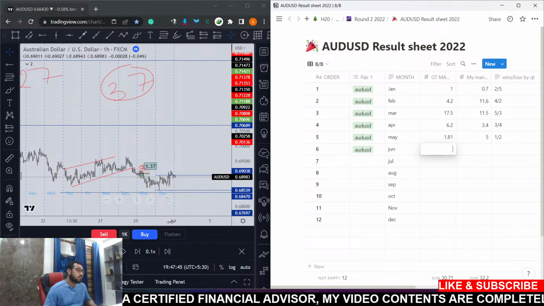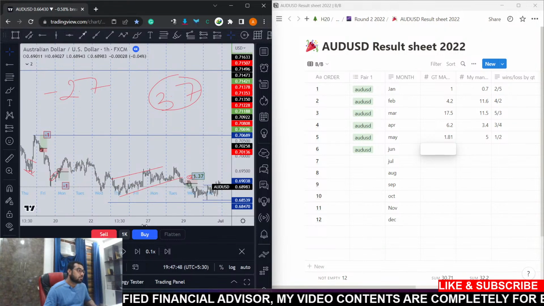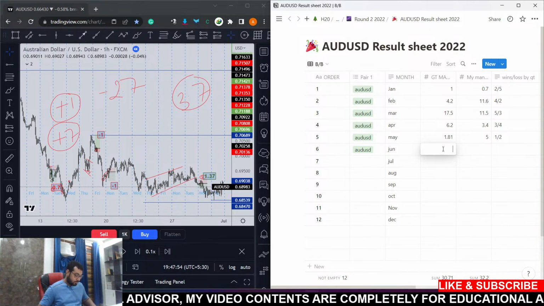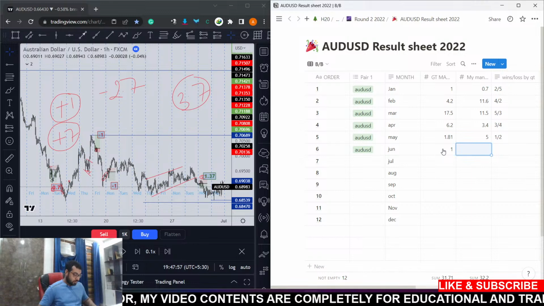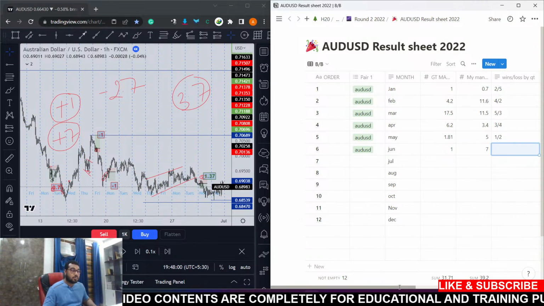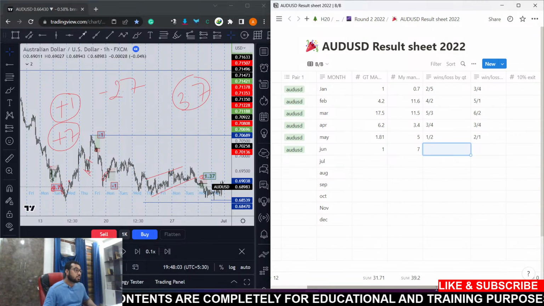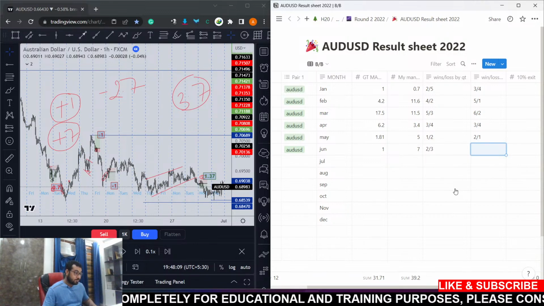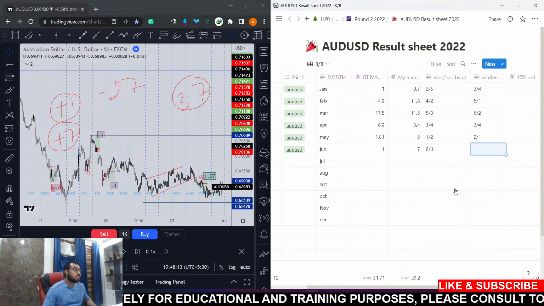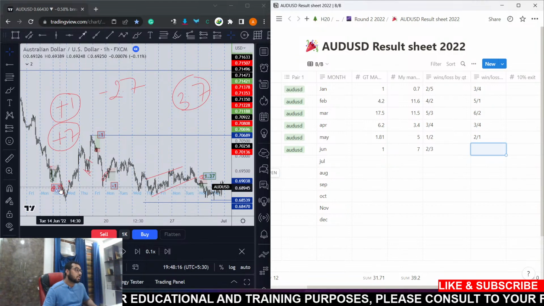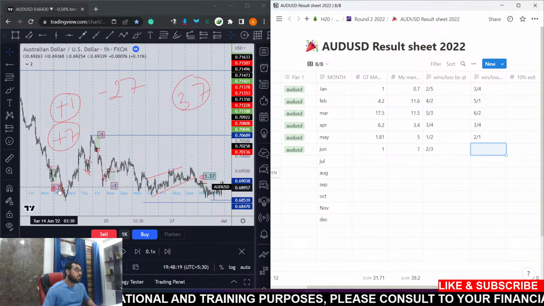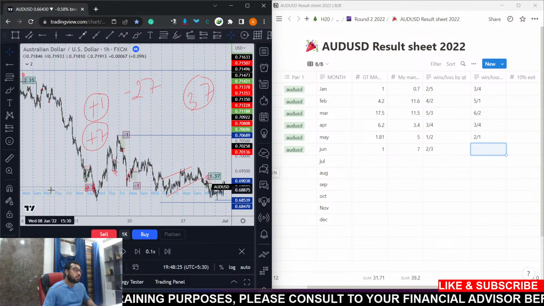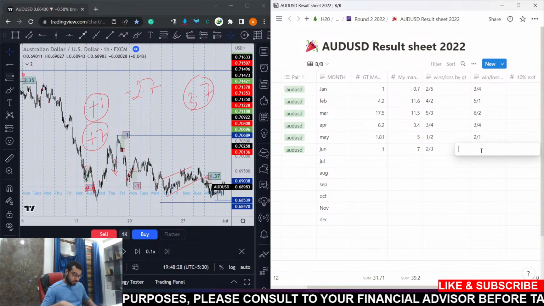We have 7%... loss to win. And with 3%, this was a loss. But if I would have closed it at around 3%, then it would be a winner. So here we have 3 wins and 2 losses.